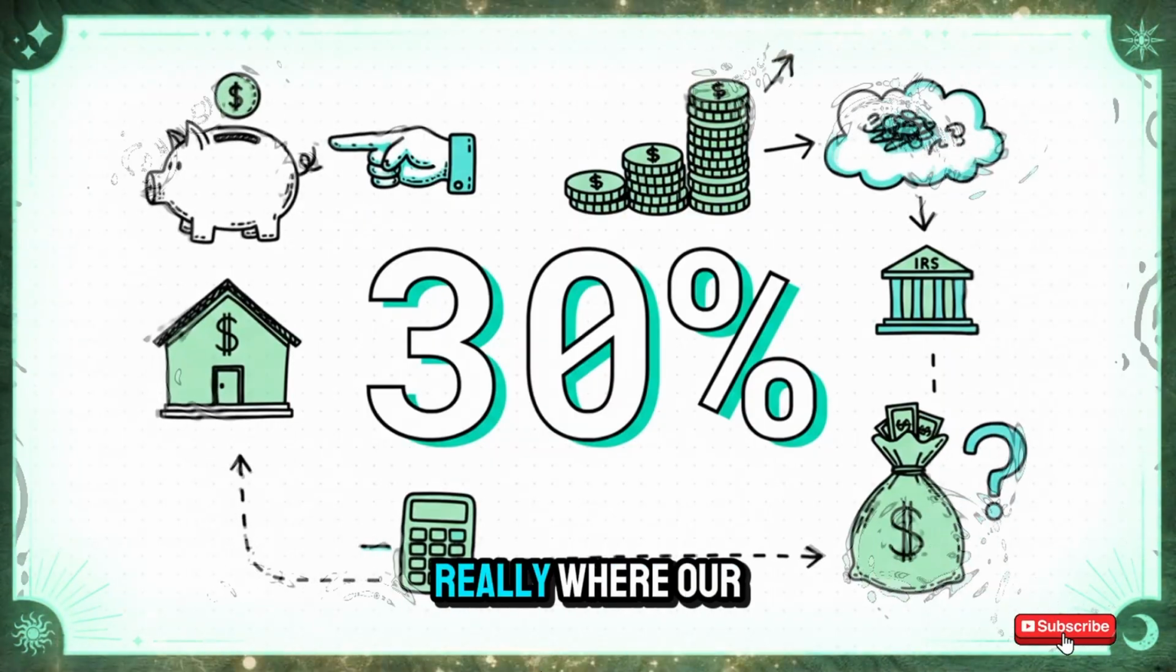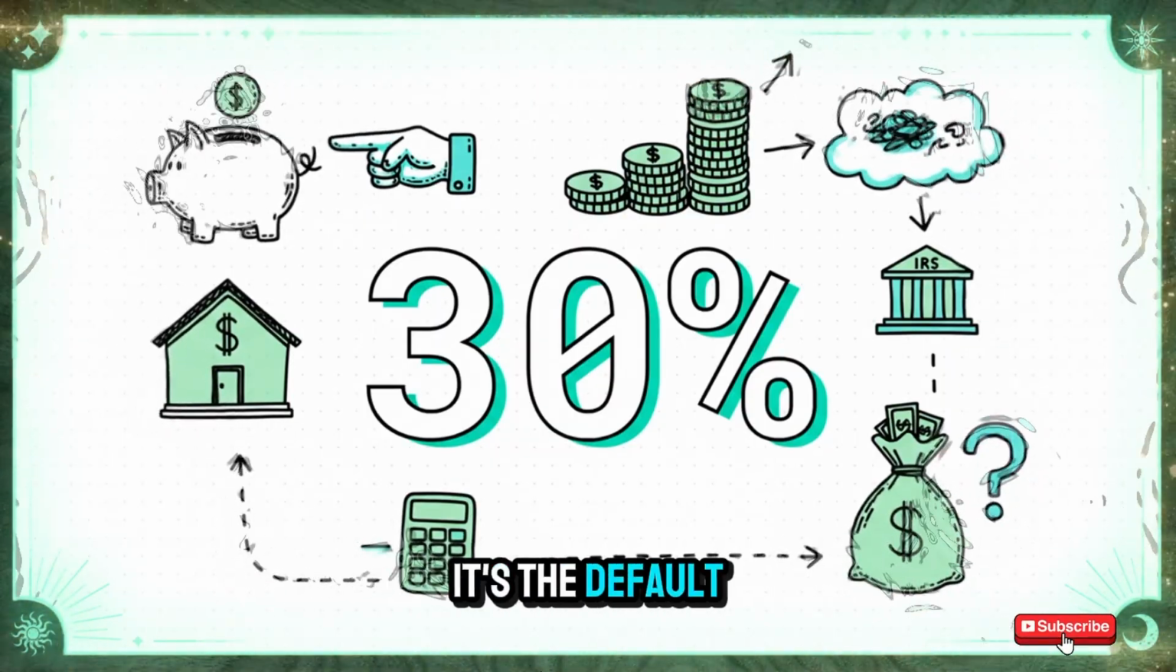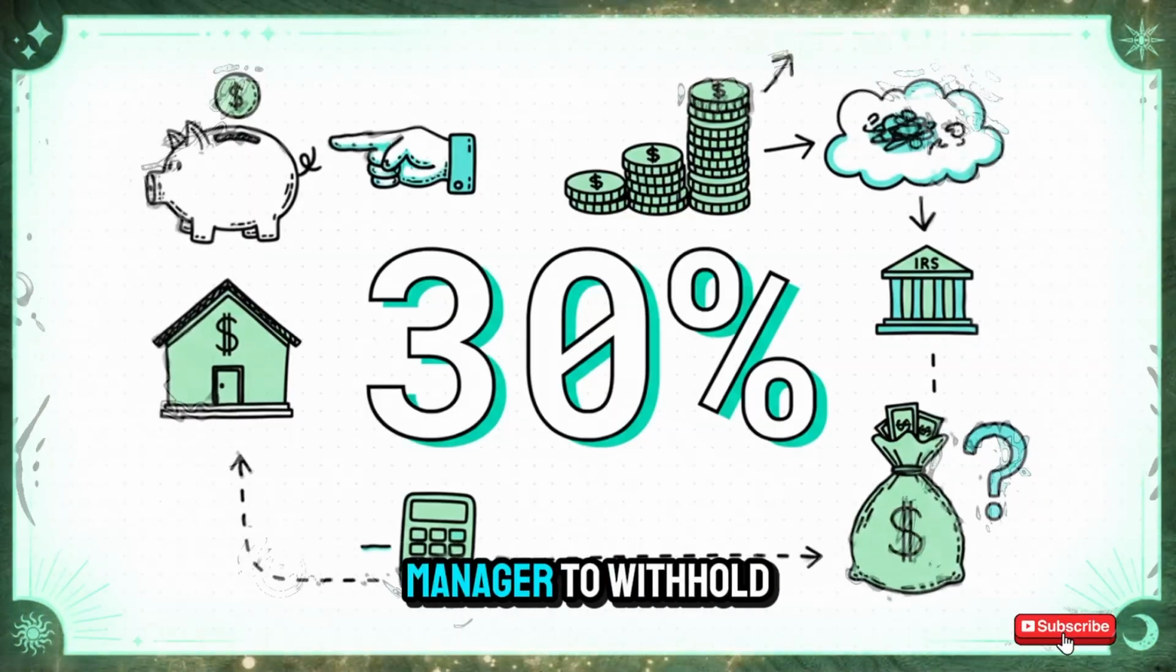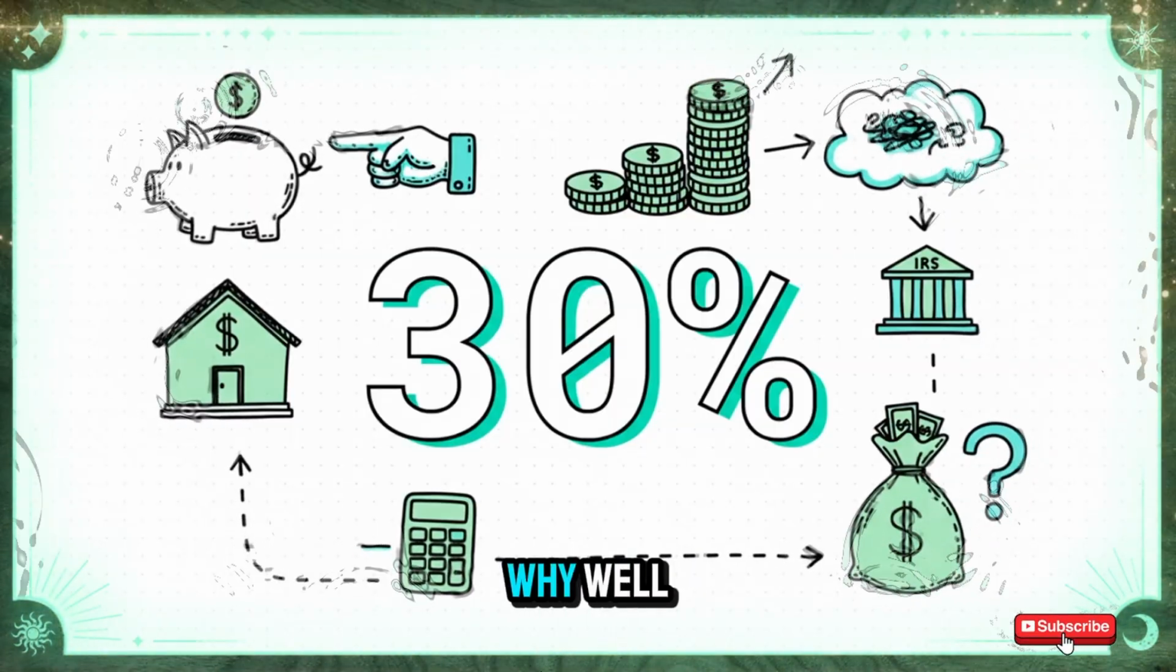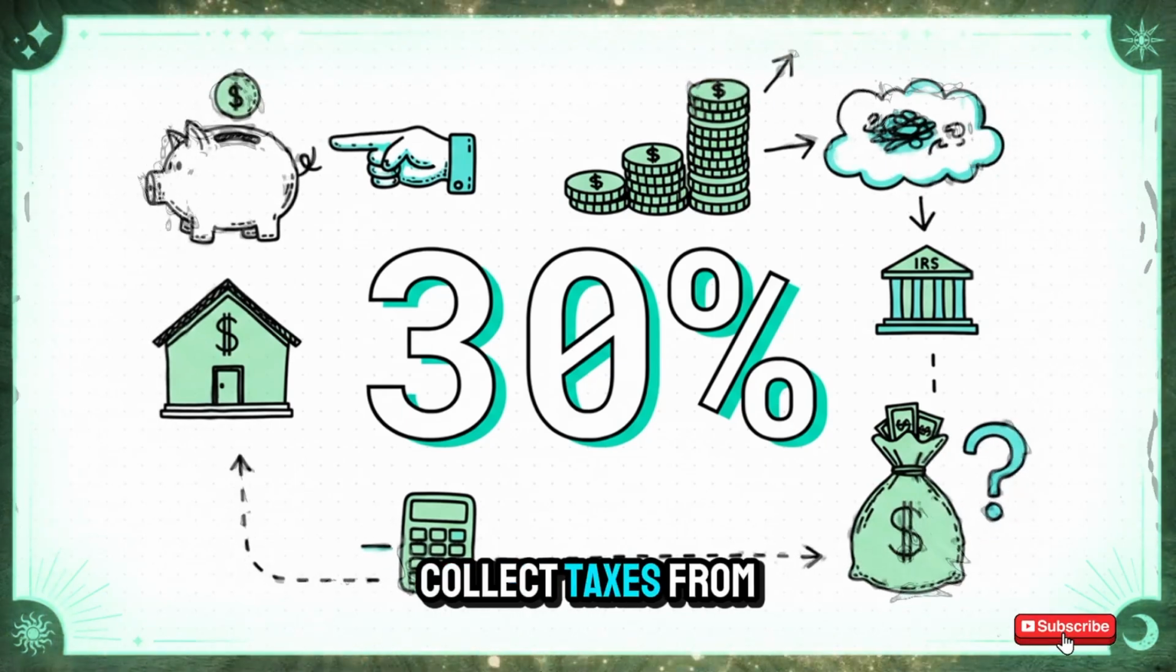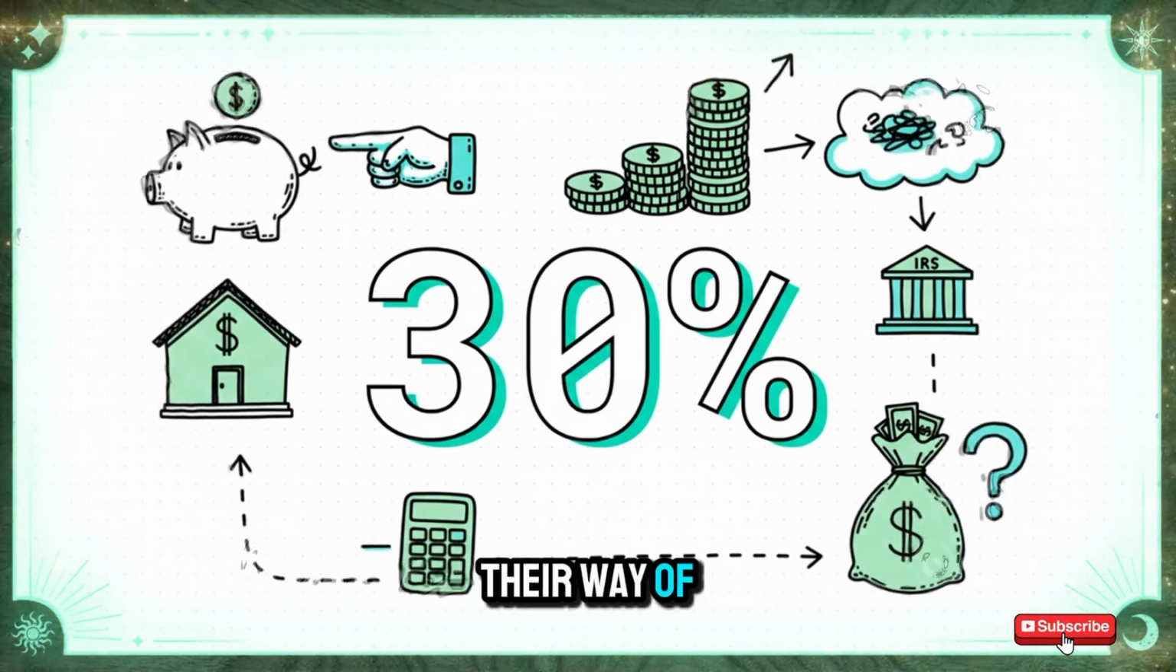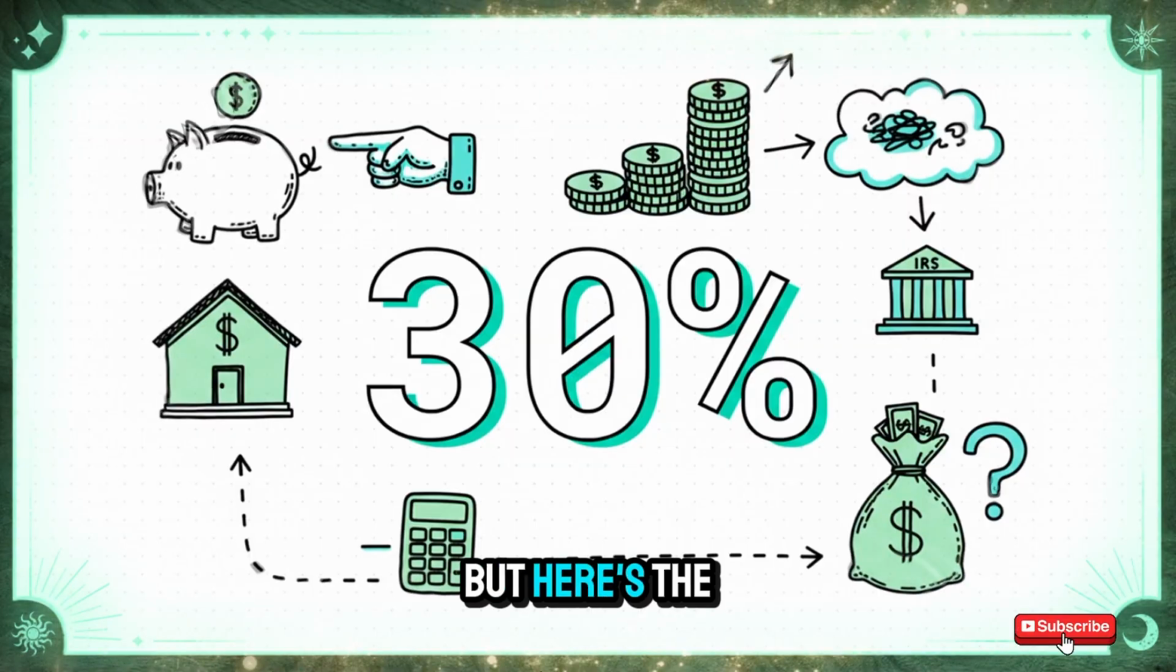This number is really where our story begins. It's the default amount the IRS tells your property manager to withhold from your rent. Why? Well, it's just harder for them to collect taxes from non-residents, so this is their way of making sure they get paid first. But here's the kicker.